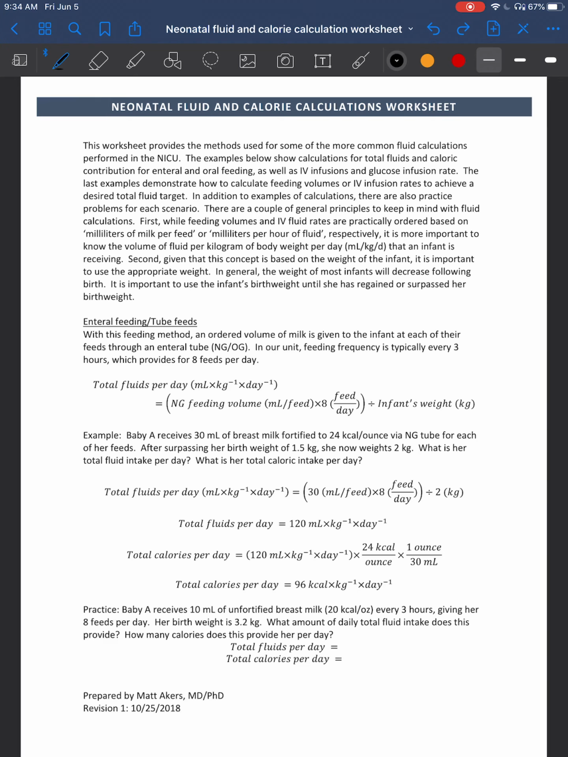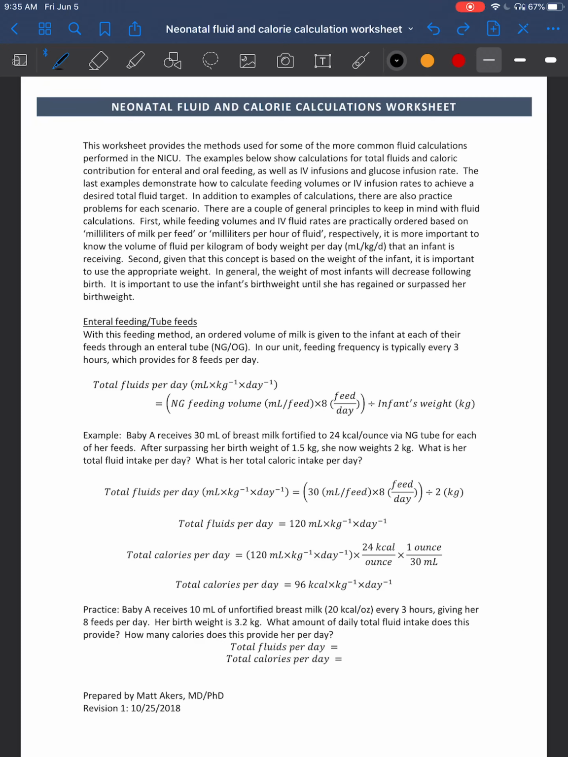The last examples demonstrate how to calculate feeding volumes or IV infusion rates to achieve a desired total fluid target. In addition to examples of calculations, there are also practice problems for each scenario. There are a couple of general principles to keep in mind with fluid calculations.